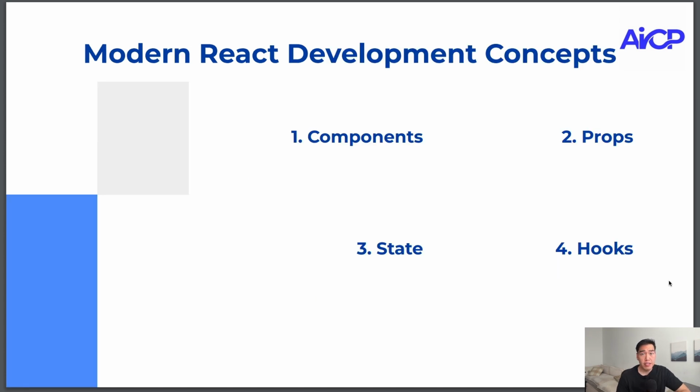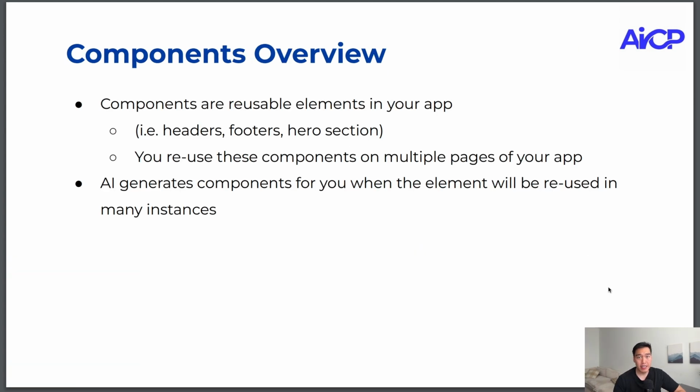Now, modern front-end React development is made up of 4 concepts that are built on top of HTML, CSS, and JavaScript. So these 4 are components, props, state, and basic hooks. Now let's first go over components in detail. So components are essentially reusable elements inside your application. So headers, footers, and hero sections of a website, for example, are components. The reason for this is because you reuse the header and the footer in multiple pages of your app.